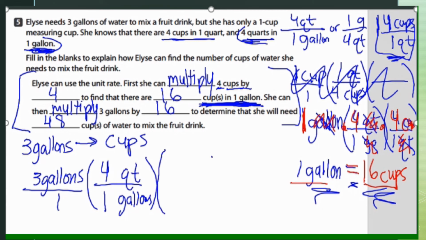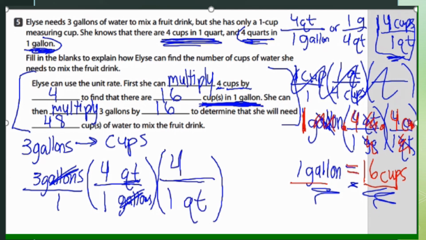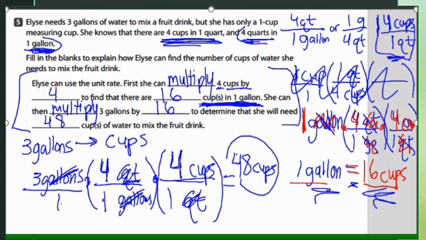Then I need to multiply by another conversion factor because this only converts me to quarts, because I have quarts left in the numerator. Then I multiply by another conversion factor, which is this conversion factor here, 1 quart for every 4 cups. Quarts cancel out with quarts, and then I end up with 3 times 4, which is 12, times 4 cups for the numerator, and that's how you end up with 48 cups for the numerator. And then for the denominator, I have 1 times 1 times 1, which is 1, so I'm not going to write that. So this is how you end up with the same answer, or you can find that part out.